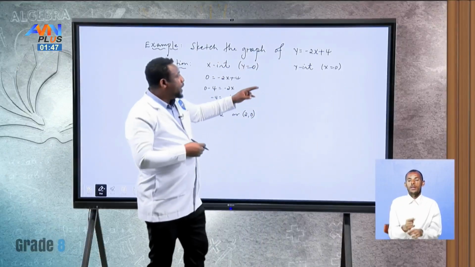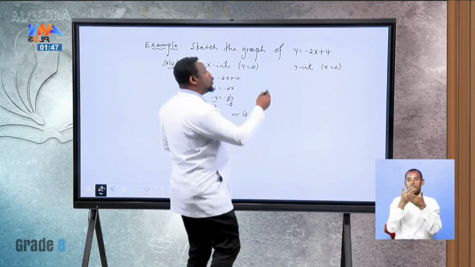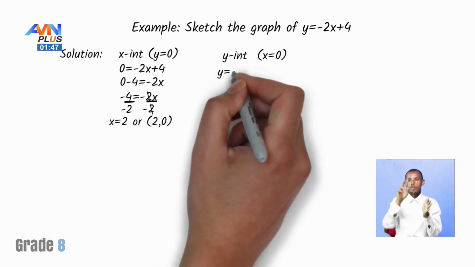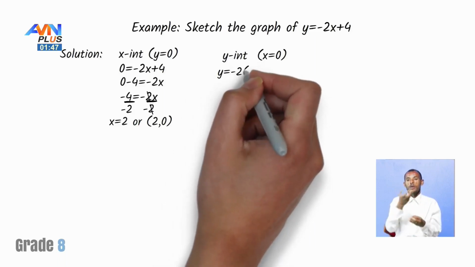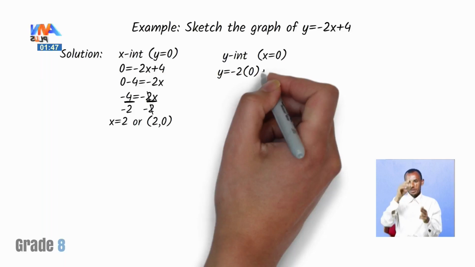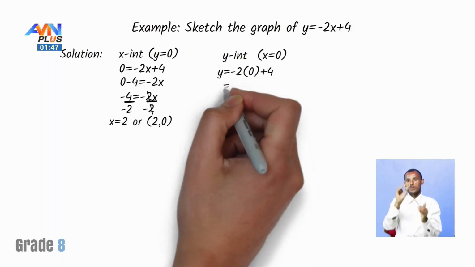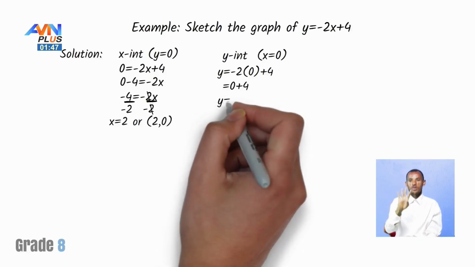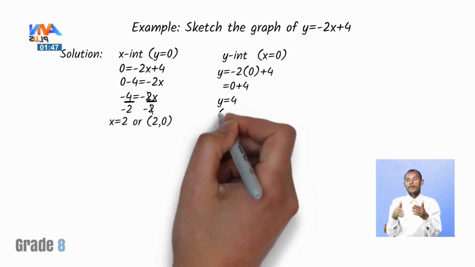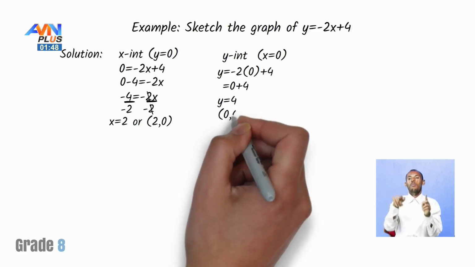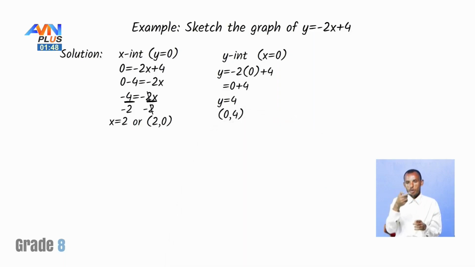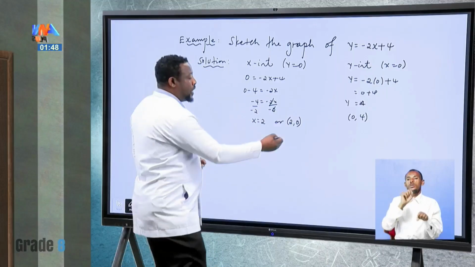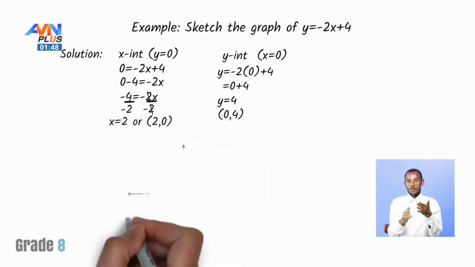So in the given equation, we substitute x is equal to 0, then this becomes y is equal to minus 2 times 0 plus 4. Minus 2 times 0 is 0, and 0 plus 4 is 4. So the graph crosses the y-axis at positive 4, or you can take the ordered pair (0, 4). Now we have these 2 points so that we can sketch the graph of the given linear function.